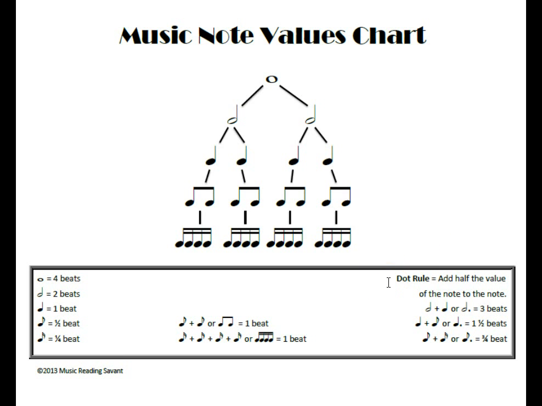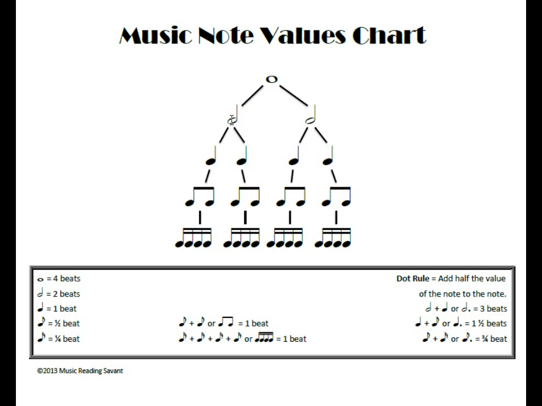And the dot rule says this: you add half the value of the note to the note. That's important because if you happen to run into a note, let's say a half note, and it has a dot next to it, you need to understand what that dot means in order to know how many beats or counts it is worth. So if I do have a dot next to the half note, the rule says that we add half the value of the note to the note.